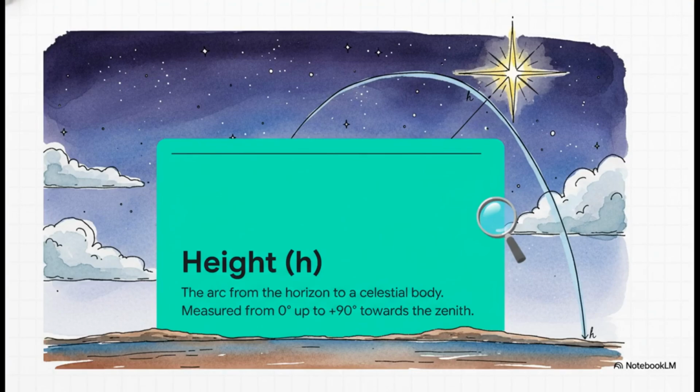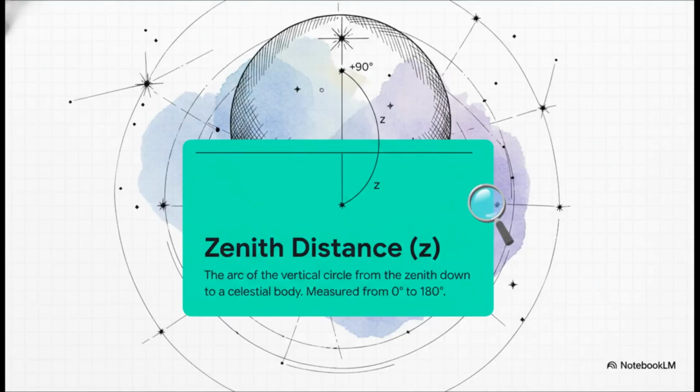It's the angle from the horizon straight up to whatever celestial body you're looking at. This arc is measured from 0 degrees right at the horizon up to a maximum of plus 90 degrees at the point that's directly overhead. Now, the complement to height is what we call zenith distance, or z. The zenith is that point at plus 90 degrees height. It's the spot in the sky that's literally directly above your head. So the zenith distance is simply the angle measured downwards from this point to the celestial object.